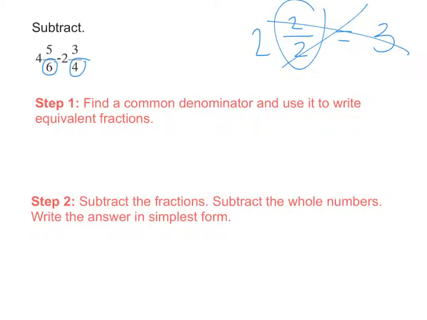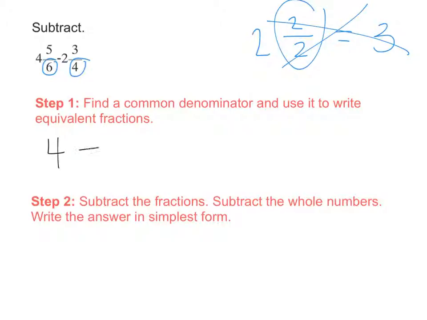So I could say I cannot subtract yet because I have unlike denominators, right? They're different. So my first step is I need to find a common denominator and use it to write equivalent fractions. What could be a common denominator here? Yarden? 12. Okay, sure. Now, do I need to change my whole number parts when I'm writing equivalent fractions? No. So I'm going to keep my whole number here the same, 4.